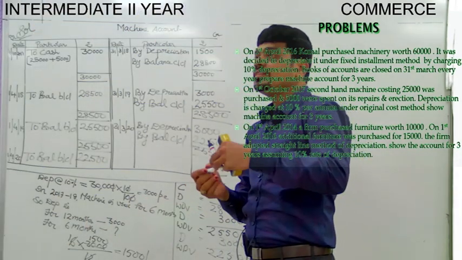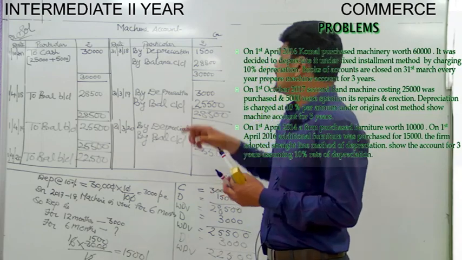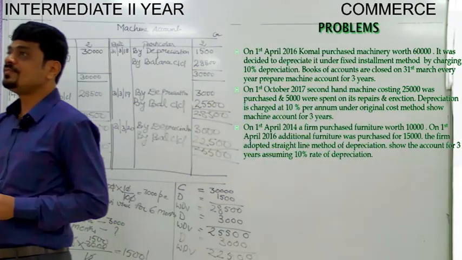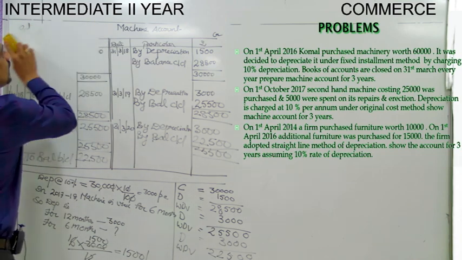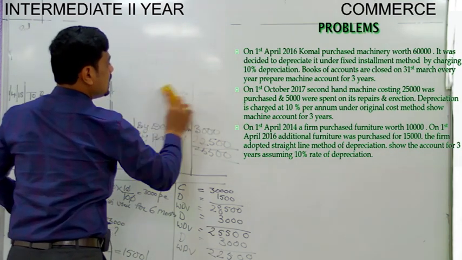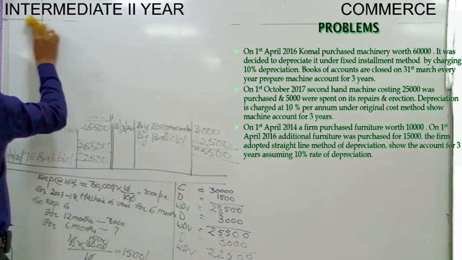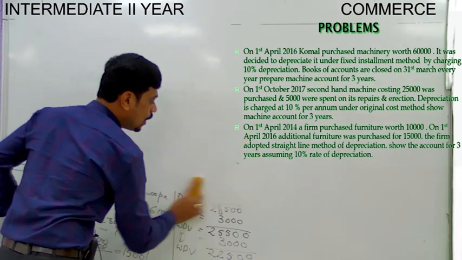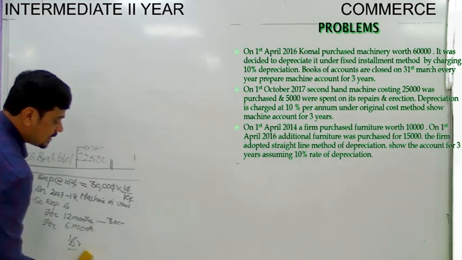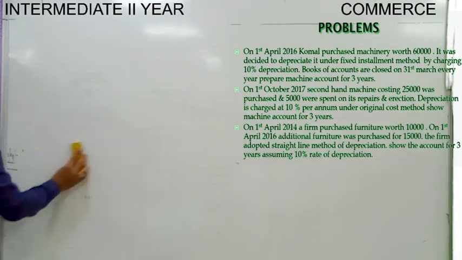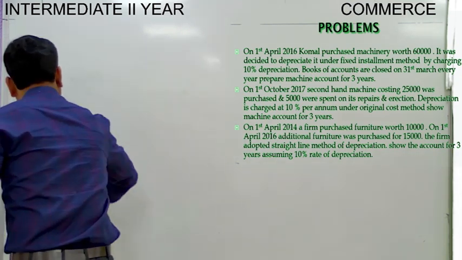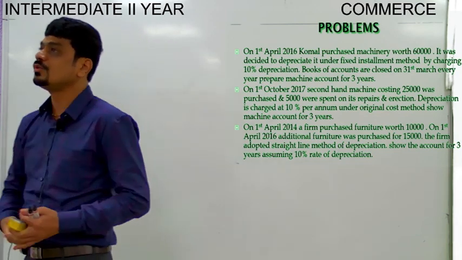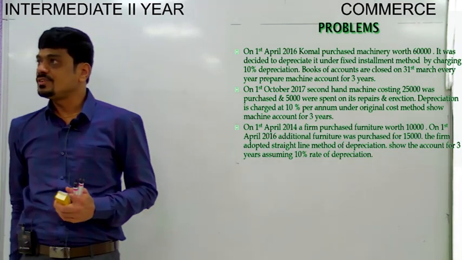Now we'll see the next problem. In the first two problems, what we saw? In the first two problems, we saw there was only one asset. But in the third question, if you see what is happening, we are purchasing one more asset. Addition of asset we call. So there will be 2 assets, 3 assets, 4 assets, number of assets. So whenever there are more than one assets, you don't think to prepare different accounts. The same asset account, we are going to do the addition.